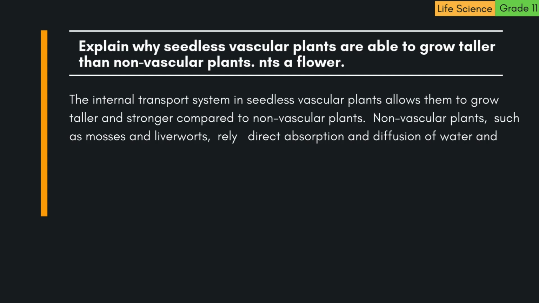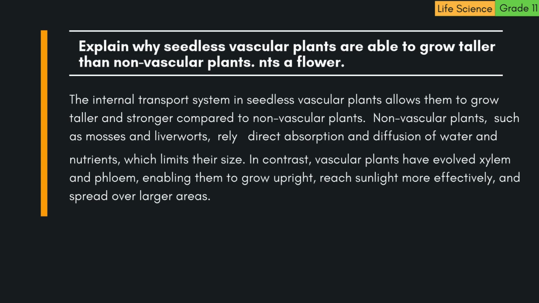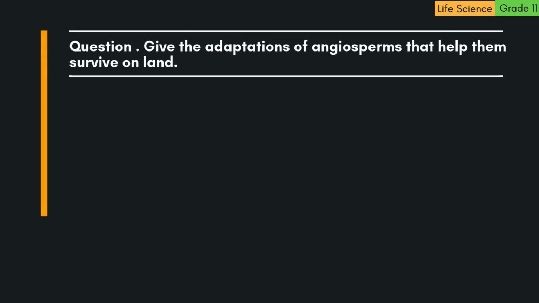Non-vascular plants, such as mosses and liverworts, rely on direct absorption and diffusion of water and nutrients, which limits their size. In contrast, vascular plants have evolved xylem and phloem, enabling them to grow upright, reach sunlight more effectively, and spread over larger areas. Question: Give the adaptations of angiosperms that help them survive on land.